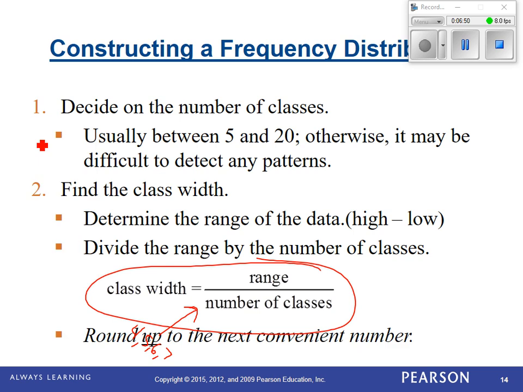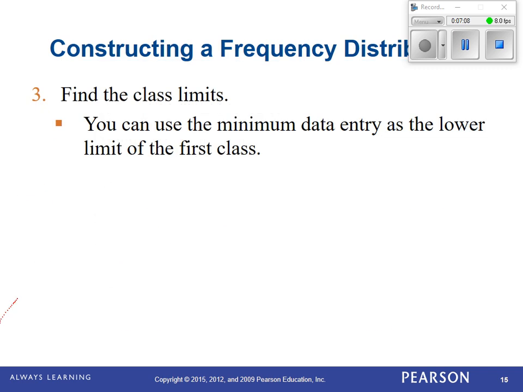When you find your class width, no matter what it comes out to be, if it comes out to be 4.02, we still round it up. That goes up to 5 every time you round up. Not for everything that we do in the class, but for class width, you always round up.